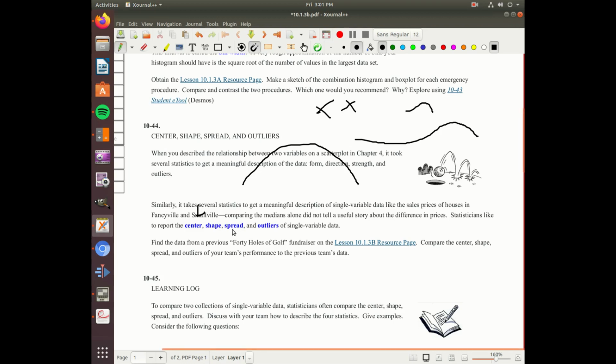When we talk about spread, we're talking about the interquartile range and the range, right? How big is the interquartile range? How big is the middle 50th percentile? Or how big is the total range? What's the difference between the poorest person and the richest person? Is there a big range or is there a small range? So spread is talking about range, and then outliers, like we said.